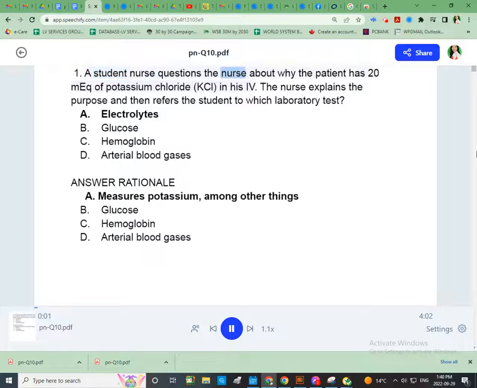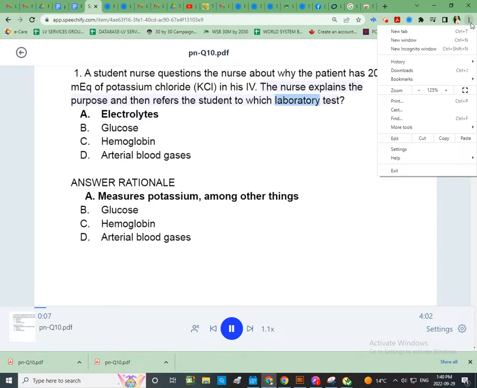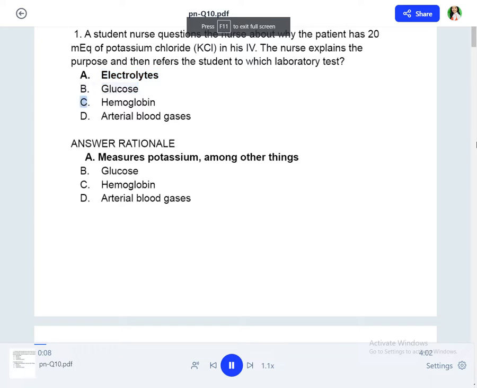1. A student nurse questions the nurse about why the patient has 20 mEq of potassium chloride, KCl, in his IV. The nurse explains the purpose and then refers the student to which laboratory test? A. Electrolytes. B. Glucose. C. Hemoglobin. D. Arterial blood gases. Answer: A. Rationale: A. Measures potassium, among other things. B. Glucose. C. Hemoglobin. D. Arterial blood gases.